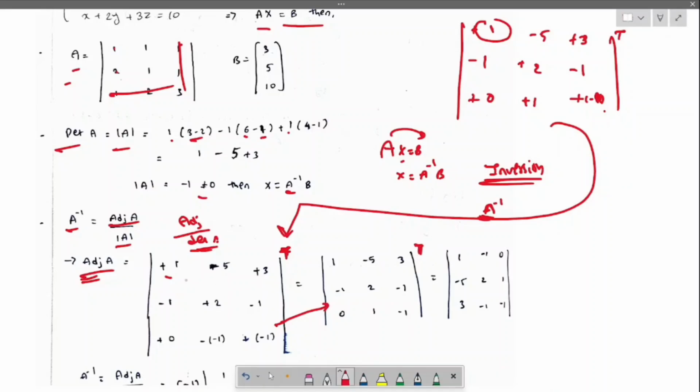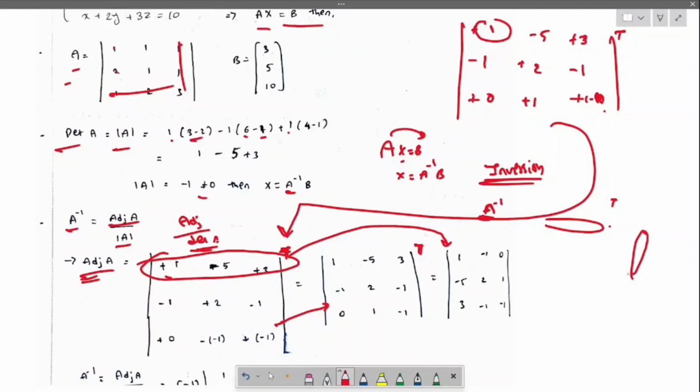What does transpose mean? Whatever is in the format of a row will change into a column. When you apply the transpose, this row will convert into a column, and a column will convert into a row. The thing will be the same. When you transpose, 1, minus 5, 3 will change into a column, and minus 1, 2, minus 1 again in this format. The adjoint is finished.